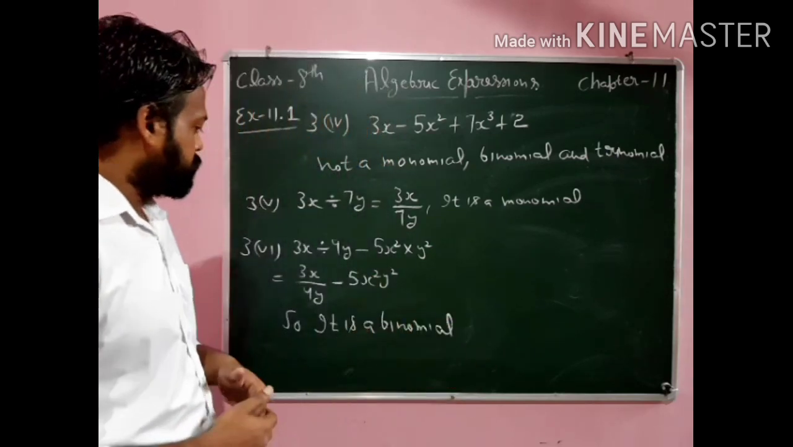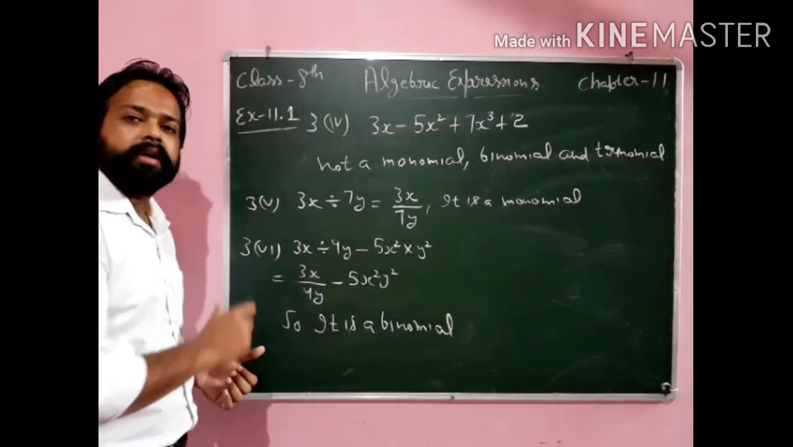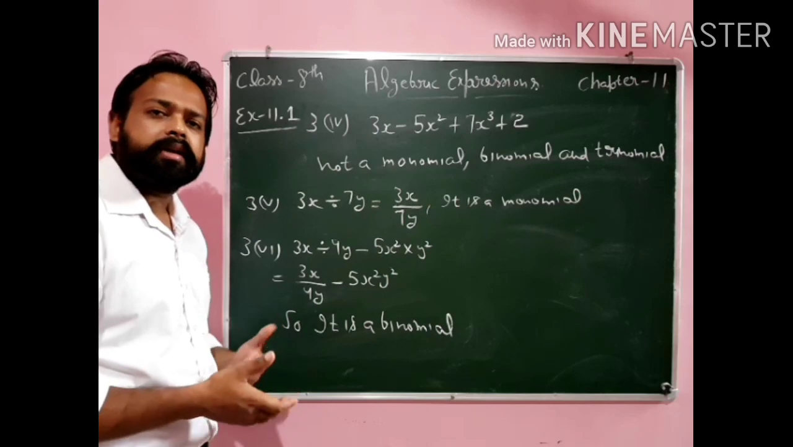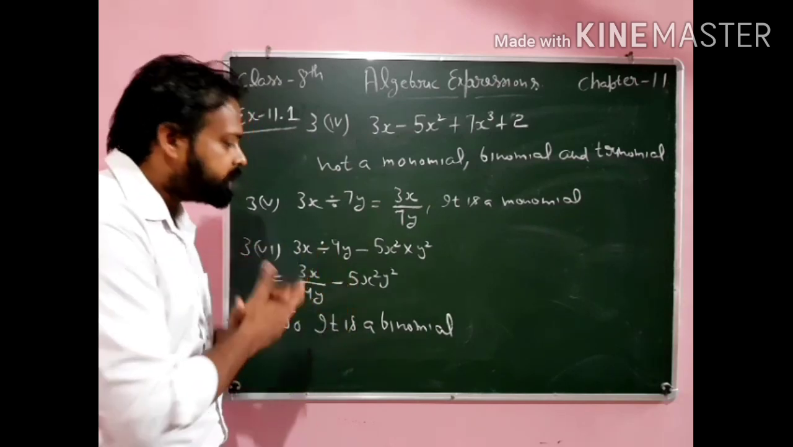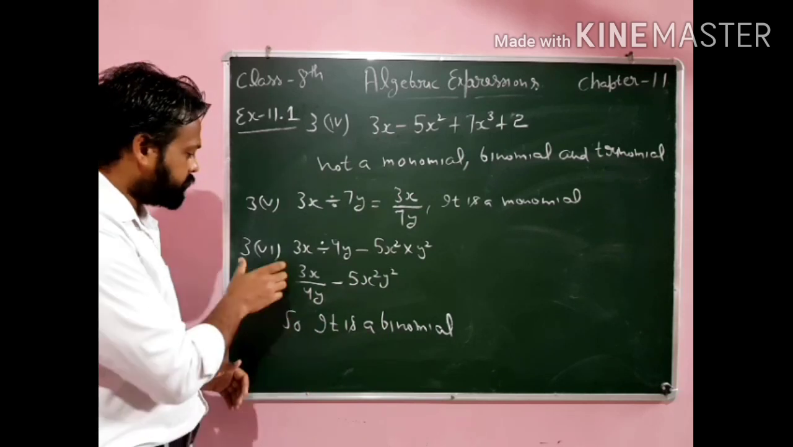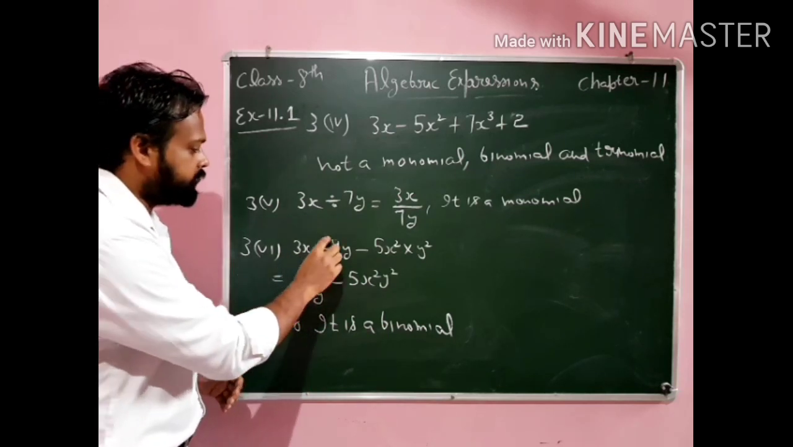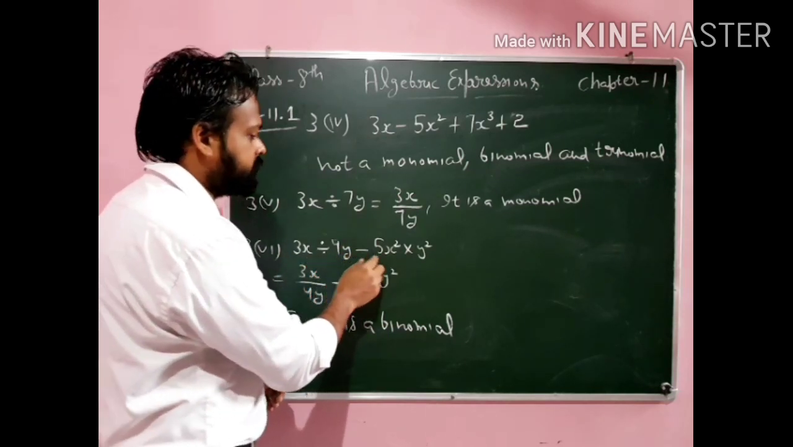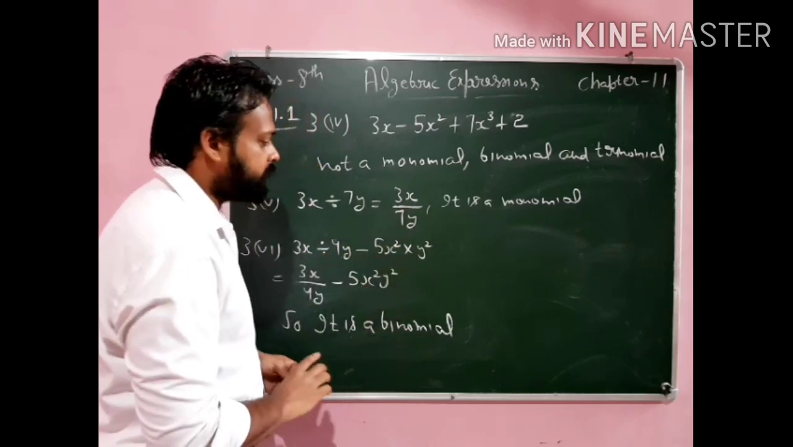Okay, now the next is a very important sum. Why am I saying important? Because there are some calculations that we have to do while solving this sum. So you can see this is 3x divided by 4y minus 5x square multiplied by y square.